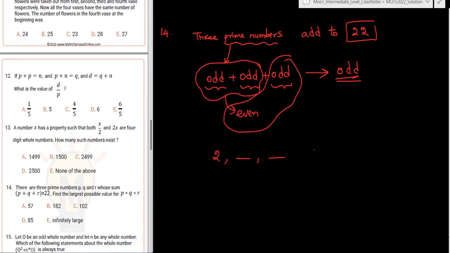Now the sum is going to be equal to 22. That means these two should add up to 20. What are the two prime numbers that, when you add them, can give you 20? You can do this by trial and error. You know the prime numbers 3 and 17. They will add up to 20.